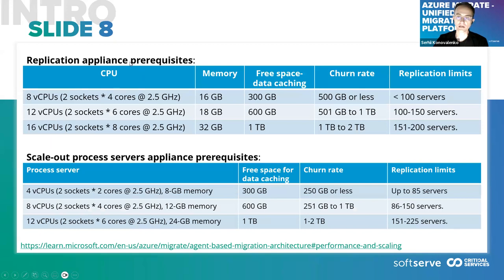Replication appliance is required for migrating virtual machines. Also, I have collected a few recommendations from Microsoft's site, and it depends on our migration scope. For instance, if we are migrating more than 100 servers, we need a VM with 8 CPU, 16 gigabytes memory, and 300 gigabytes free space for the drive.